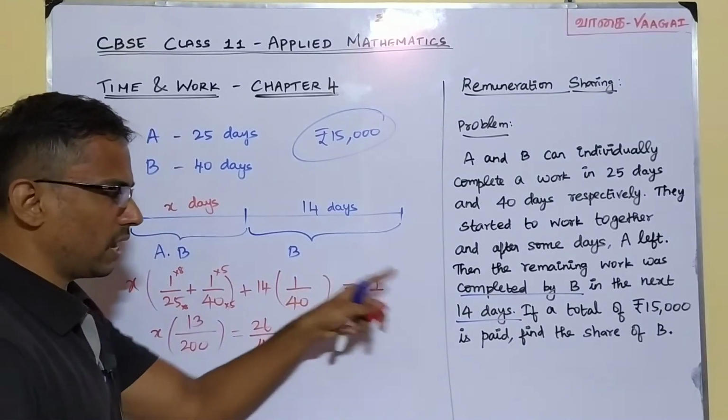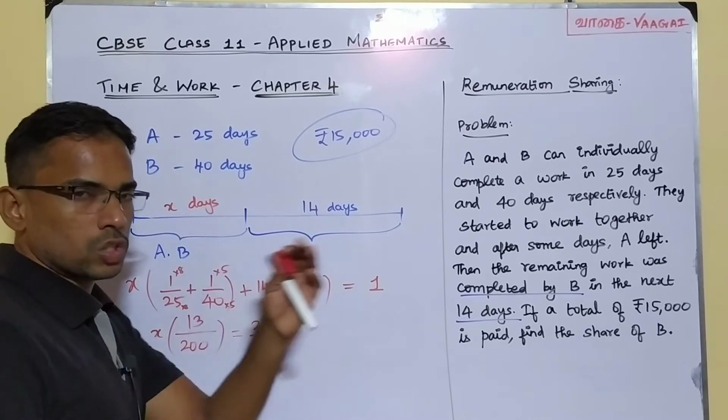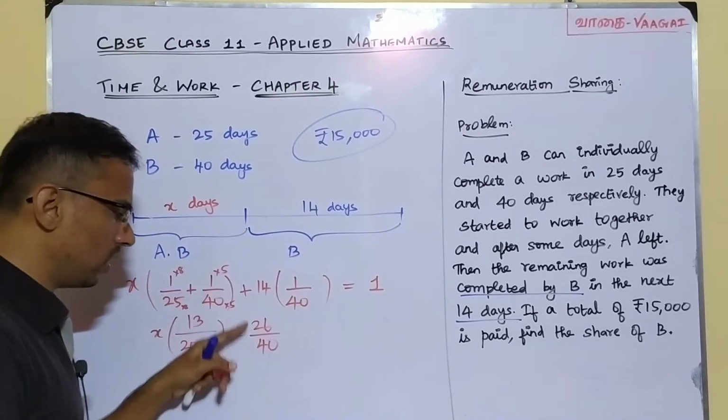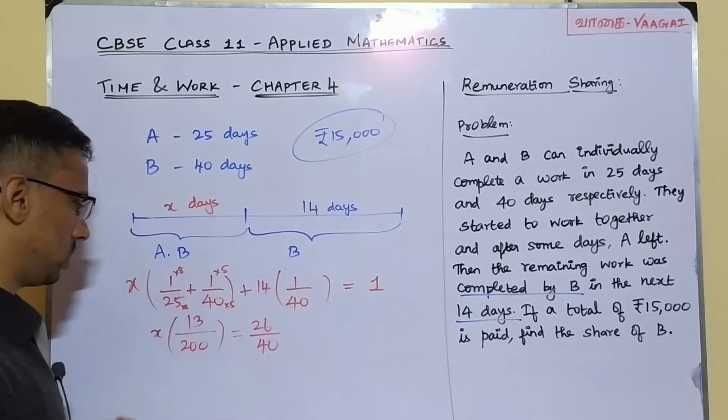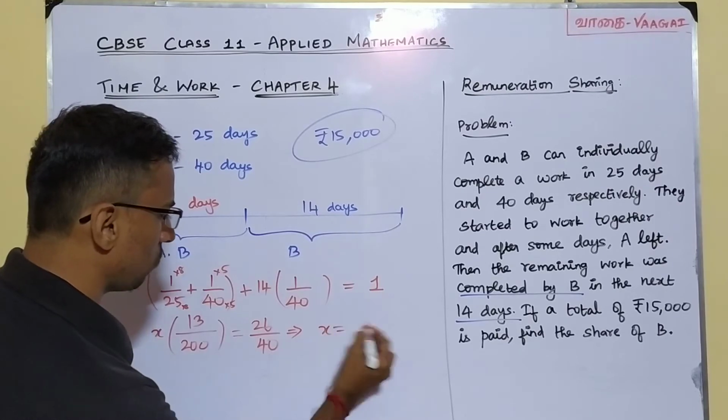If you take LCM there, you would get 40 by 40 minus 14 by 40. So that's what I've subtracted. 40 minus 14 will be 26. So 26 by 40, I made it. Now we have to calculate the value of x. I think this space is enough for us.